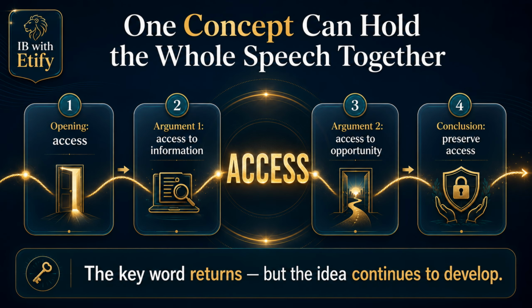Now imagine the alternative. You can also create coherence by returning to one central concept throughout the speech. Suppose your key idea is access. Introduce it early. Later, discuss access to information, then access to opportunity. Finally, return to the idea in your conclusion. Now the repetition creates a thread through the argument.